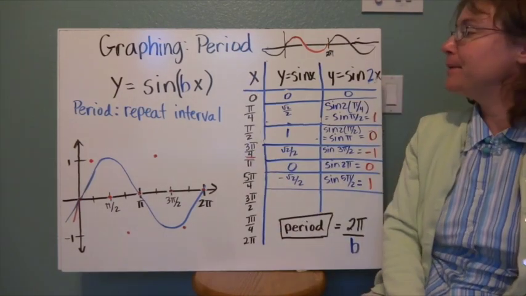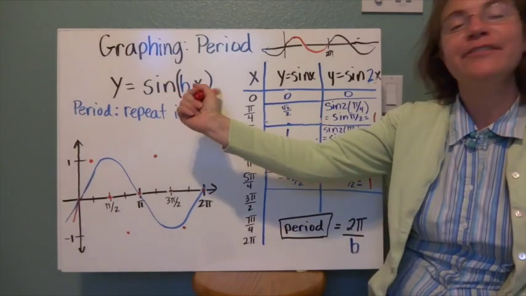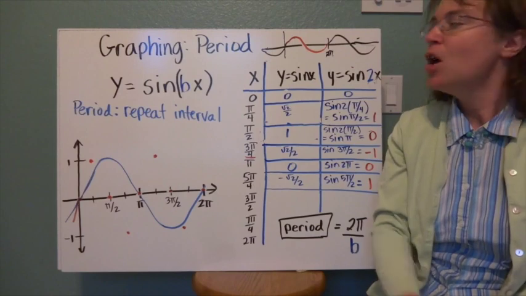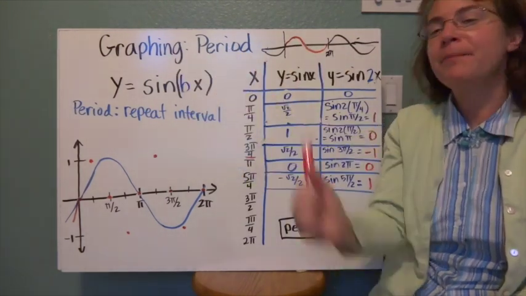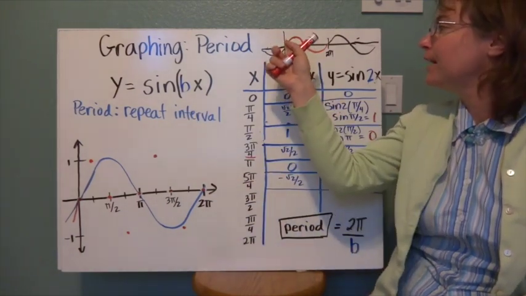Graphing, looking at the period. So if we have y is equal to sine, and instead of just an x, we have a constant times that x, I wonder what it will do to our graph. Now the period, when we talk about period, it's where the interval repeats of what the graph looks like.